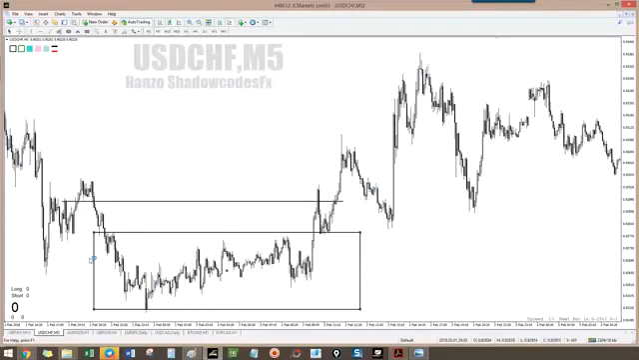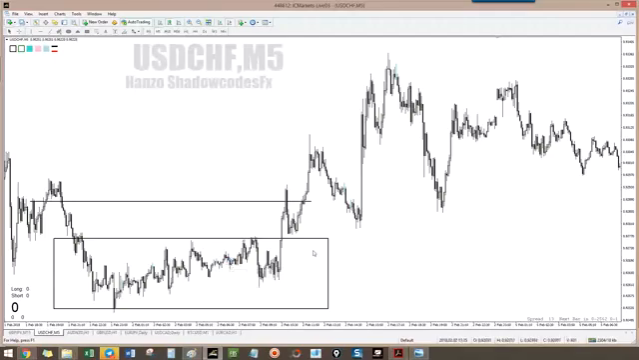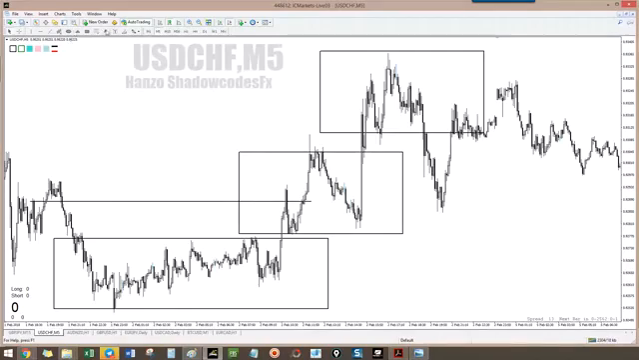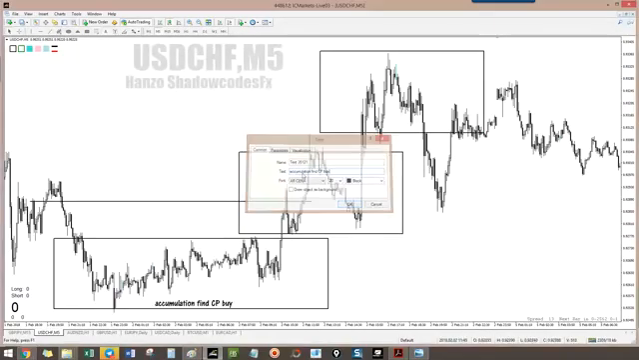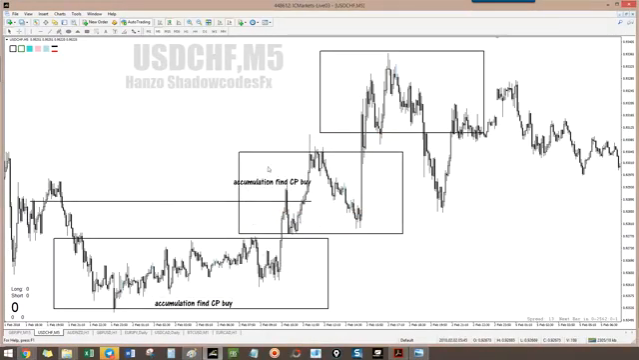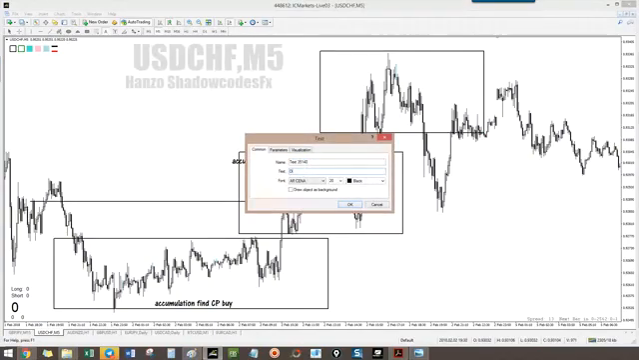If you are unsure about this, you can just find the place where there is a lot of sideways. So this is the accumulation phase, and then this is the second phase, and this is the third phase. Accumulation, find CP buy. Okay, so this is distribution. Distribution, find CP sell.